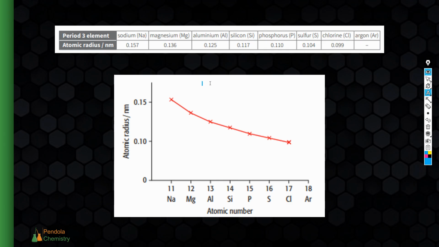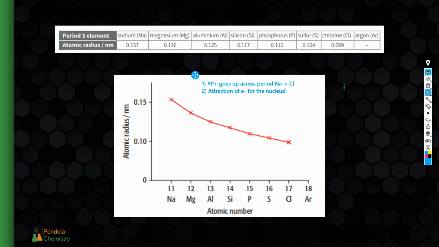Let's redo that. So again, number 1, number of protons goes up across period. In this case, we do need to be specific because they give us specific data from sodium to chlorine here, because they don't give us data for argon. Number 2, attraction of those electrons to the nucleus is going to increase. And that's really what's pulling this atom smaller.